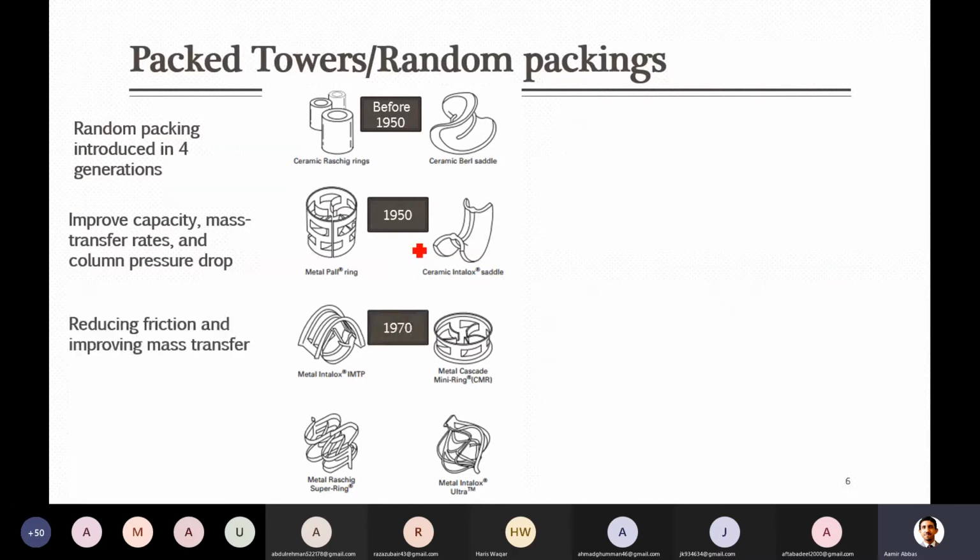And then further, with the passage of time, more improvements were made, and they were further opened somehow. We can say the already existing structure was somehow there, but they were more opened, and they were named like metal intalox, and I think these are their companies, IMTP and CMR and so on. So metal cascade mini ring was introduced in 1970.